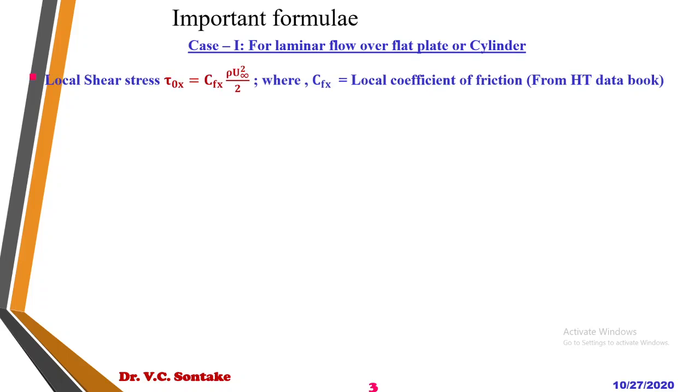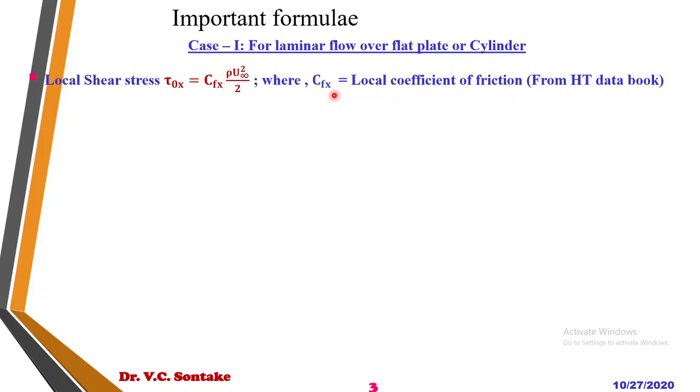So the very first formula is local shear stress, tau 0 x is equal to Cfx into rho u infinity square by 2. And this formula has come from fluid mechanics. We won't go into the detail of how this formula has arrived. Rather, we will simply concentrate on the formula. In this formula, Cfx is called the local coefficient of friction.